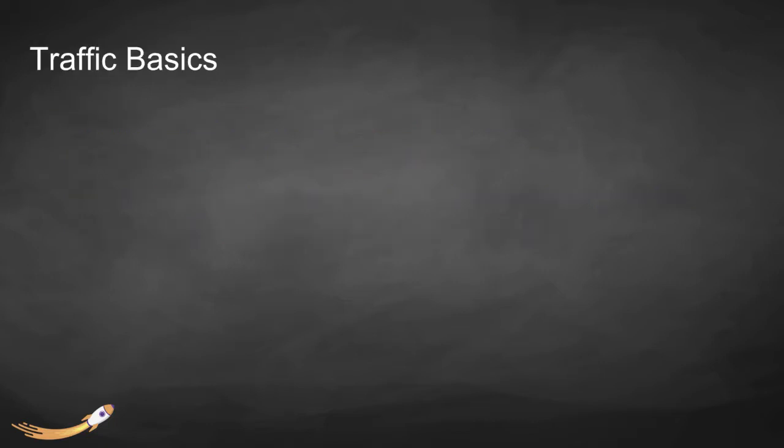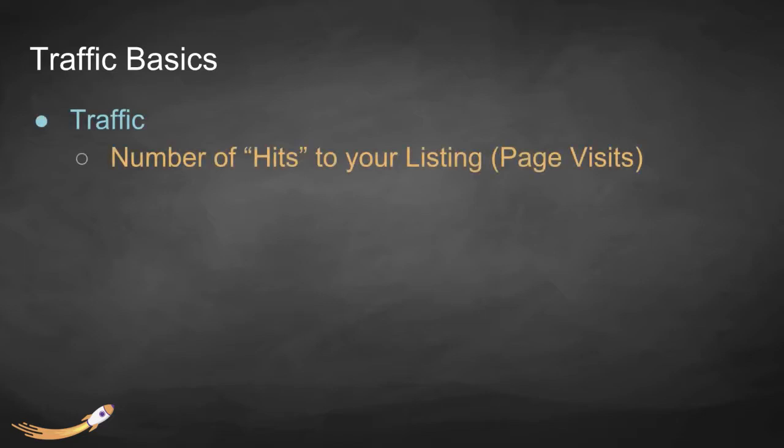All right, so let's go over some traffic basics and some terminology, so that you have an understanding as to what all this means. Traffic is the number of hits or page visits to your listing. This is when somebody is actually viewing your listing, reading your description, your title, your feature bullets, and seeing your images.